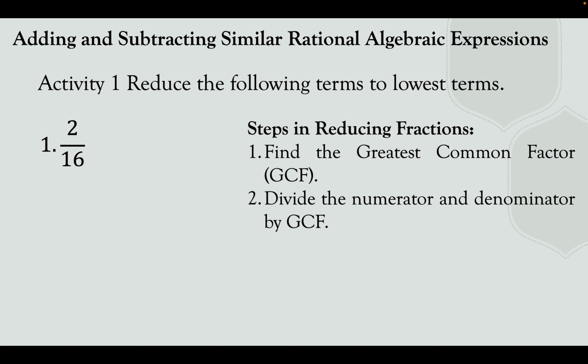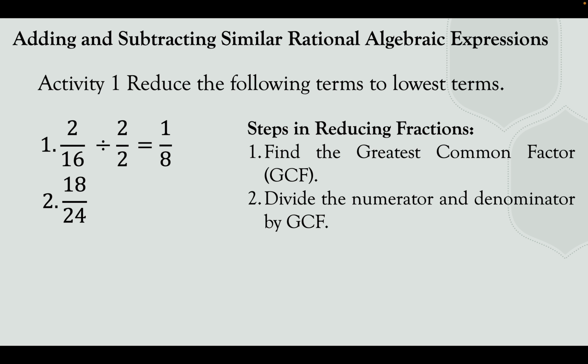Find the greatest common factor, or the GCF, and then divide the numerator and denominator by the GCF. So the GCF for 2 and 16 is 2. So 2 divided by 2 is 1 and 16 divided by 2 is 8. So the lowest term for 2 over 16 is 1/8.